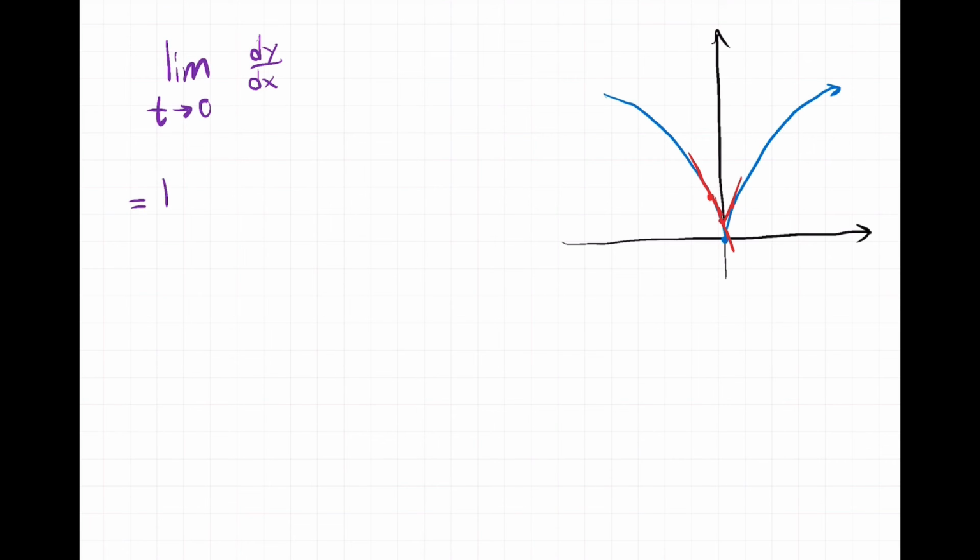Let's find the limit as t approaches 0 of dy/dx. dy/dx we determined is sine of t over 1 minus cosine t. Now, if you try and plug 0 in right now, we already figured out what you'd get. You'd get 0 over 0. What tool of limits can we use if we have 0 over 0 appearing in a limit? We can use L'Hopital's rule.